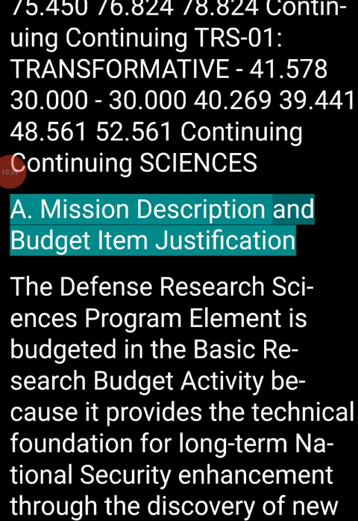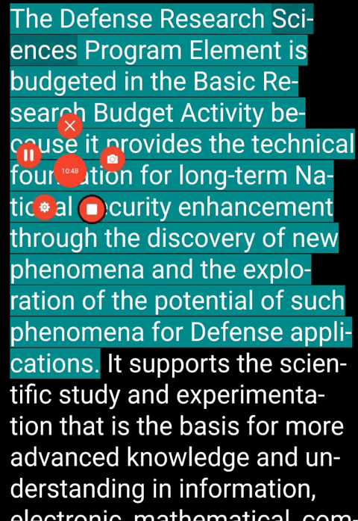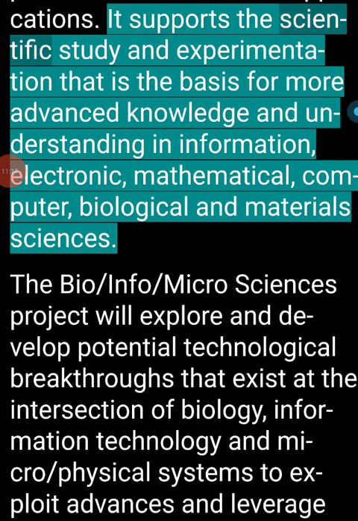A mission description and budget item justification. The Defense Research Sciences program element is budgeted in the basic research budget activity because it provides the technical foundation for long-term national security enhancement through the discovery of new phenomena and the exploration of the potential of such phenomena for defense applications. It supports the scientific study and experimentation that is the basis for more advanced knowledge and understanding in information, electronic, mathematical, computer, biological, and material sciences.